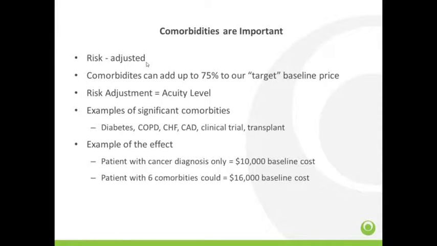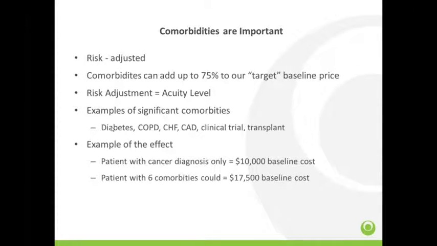Comorbidities are very important in this particular case because the patients will be risk adjusted. What this means is they will look at the cancer patient and determine a baseline price, and depending on the comorbidities, this can add to that baseline price. It is a way of measuring acuity level for these patients.